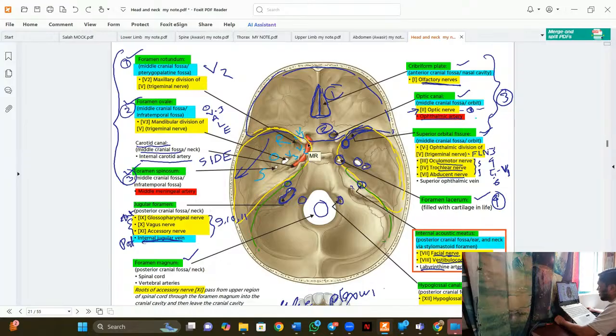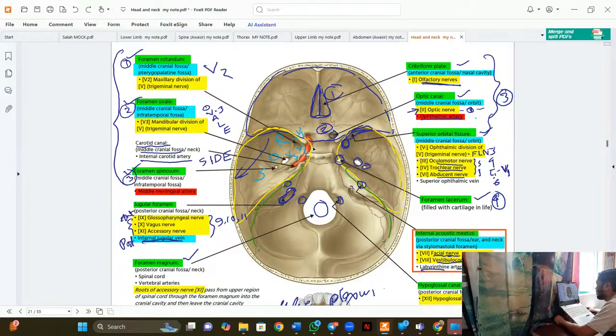Carotid canal. Carotid canal not ready. Foramen rotundum, foramen ovale. Now carotid canal, mainly the internal carotid artery and middle cranial. Okay, internal carotid artery. See, the internal carotid artery will enter through here. Then it will go up and it will curve. Cavernous sinus. Yeah, I was a little confused about this.